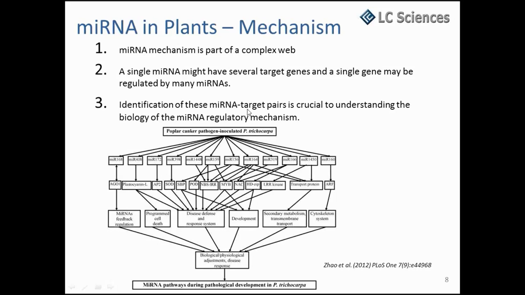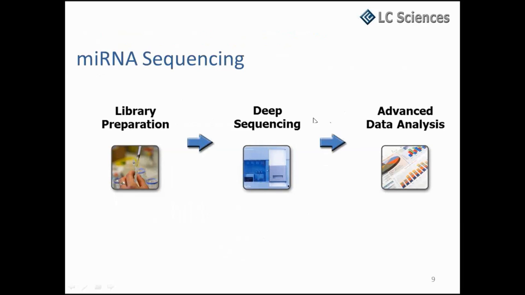And the identification of these microRNA target pairs is crucial to understanding the biology of the microRNA regulatory mechanism. So how can we apply sequencing to microRNA research work? Sequencing normally contains three important parts, or steps. The first, we want to have the microRNA prepared as a cDNA library ready for sequencing. Then we use an NGS, next generation sequencing platform, to sequence this library. And most important, we need to do the data analysis on the sequencing data.